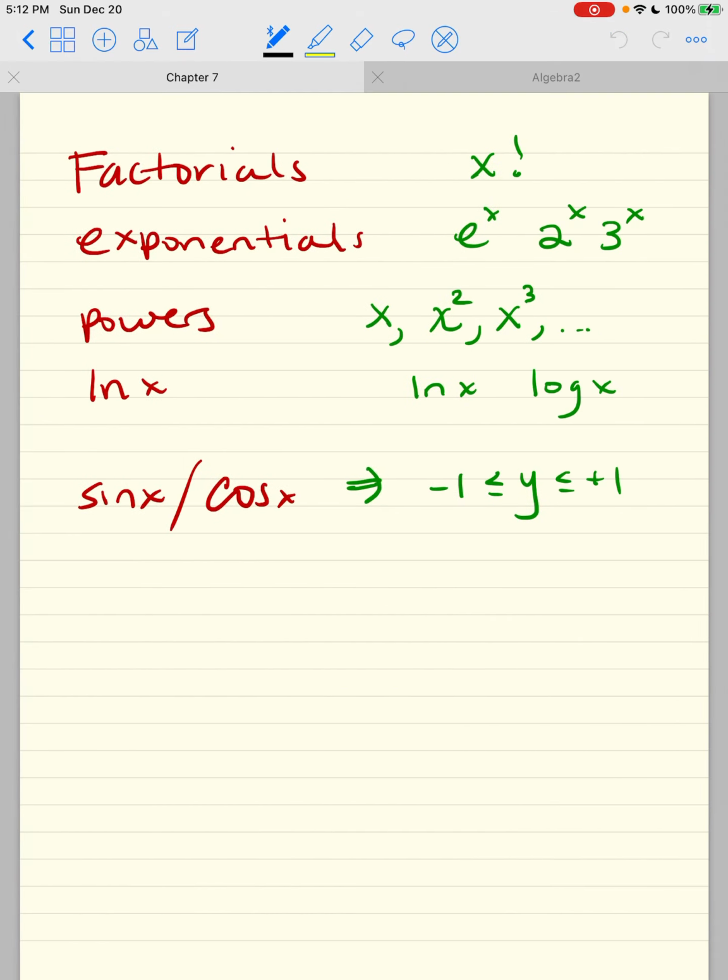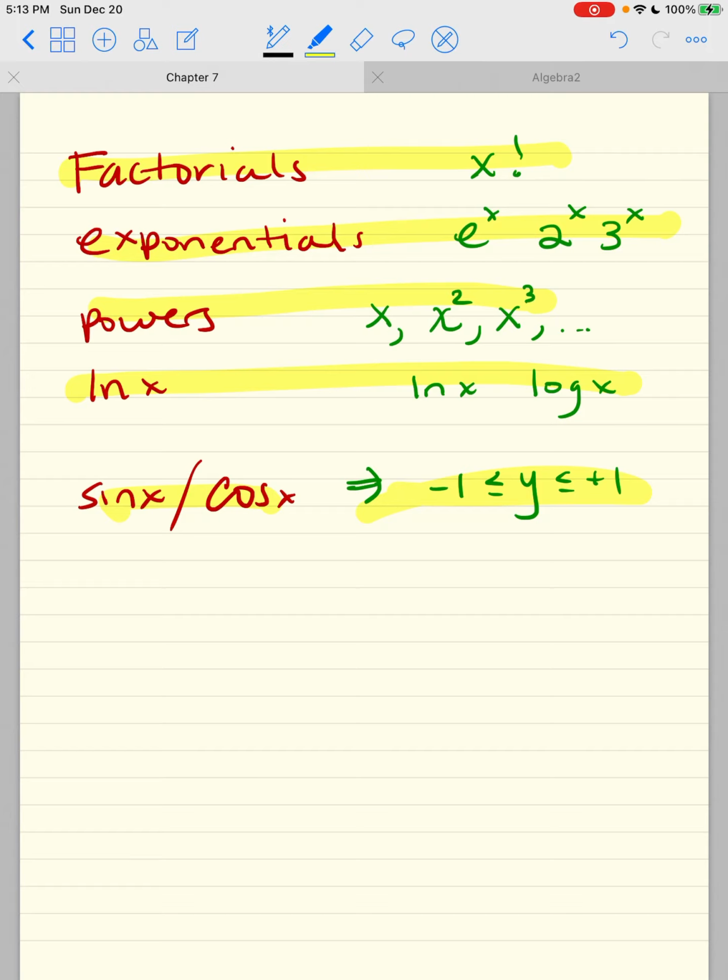And just in general, I wanted to point out that factorials grow the fastest. Exponentials are next, then the powers, then natural logs, and then sine and cosine are always between -1 and 1. So I think that's an important note to make, okay? Especially when we start getting into factorials.